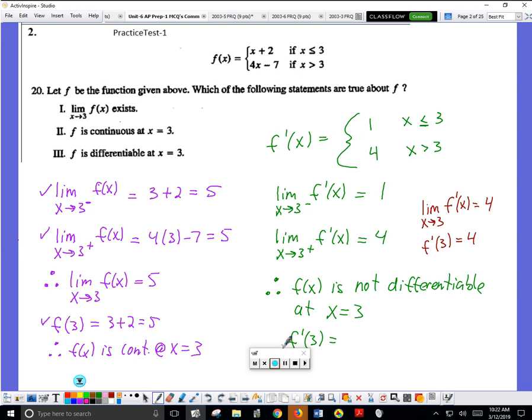How does the three dots symbol mean again? Therefore. But it has to be continuous in order to be differentiable. Right, so if the function is not continuous, I'm done. I just stop. If this one's false, this one has to be false.